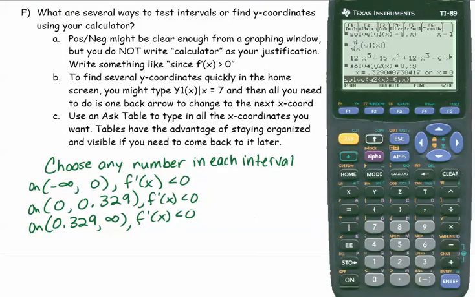All right, now what else do we need to do with first derivatives? We need to test the intervals. And of course this graph was pretty clear. We had two critical numbers, so it gives us three different intervals: from negative infinity to the smallest critical number, and then between the two critical numbers, and then on the right-hand side of the larger critical number.